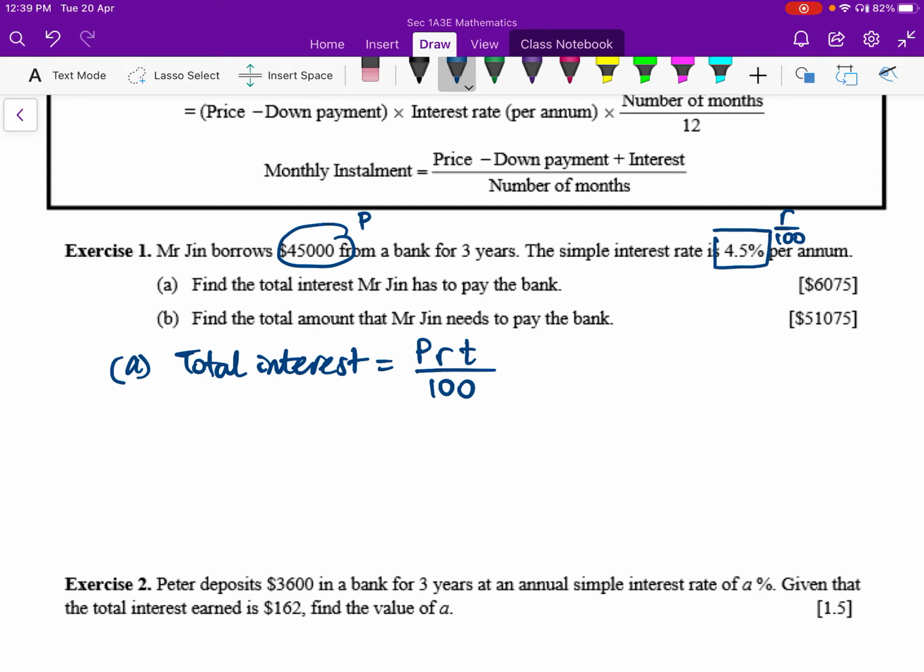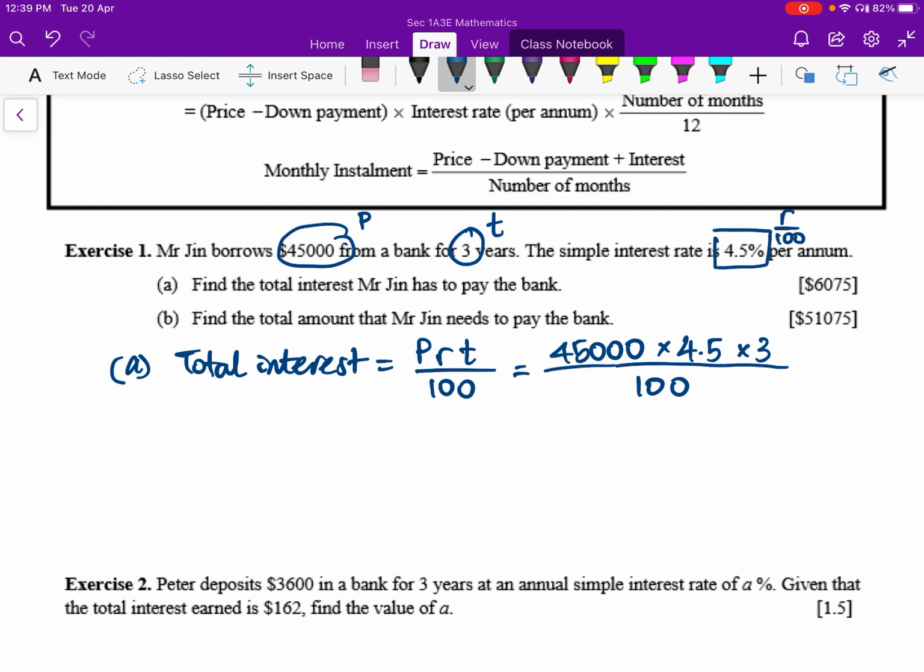Okay? Then we have T. T refers to the total number of years. Total number of years in this case will be 3. So putting them all together into our formula, the total interest will be principal, 45,000, multiplied by R. So R value is 4.5, and we multiply this by the duration, 3 years, out of 100. Okay, so far, any questions?